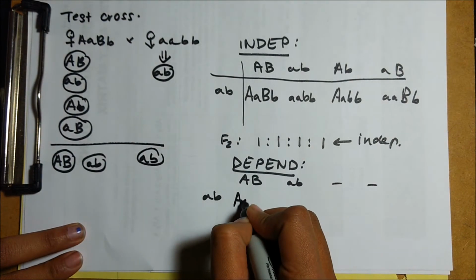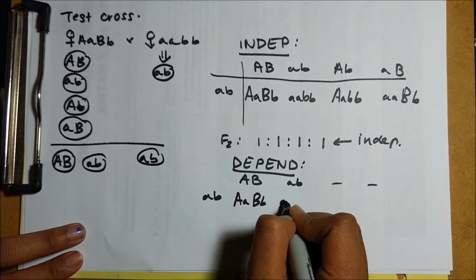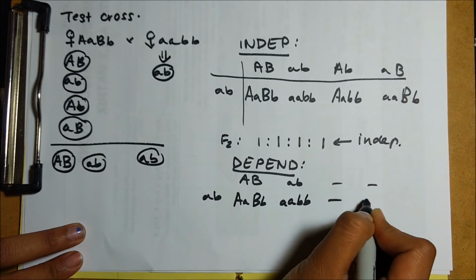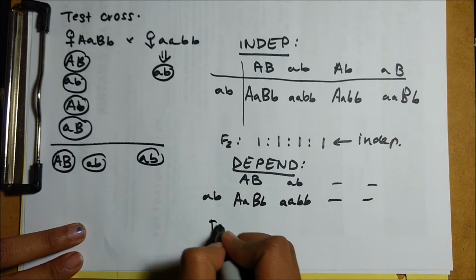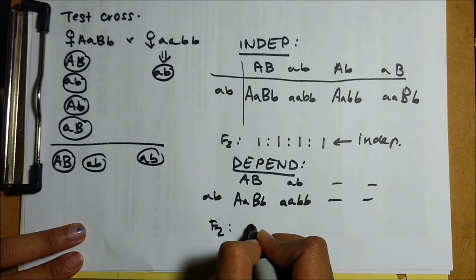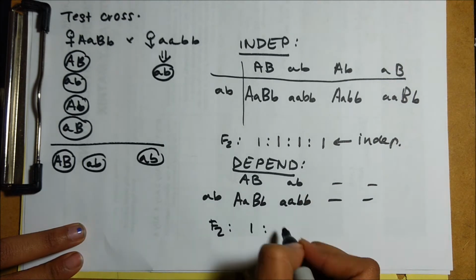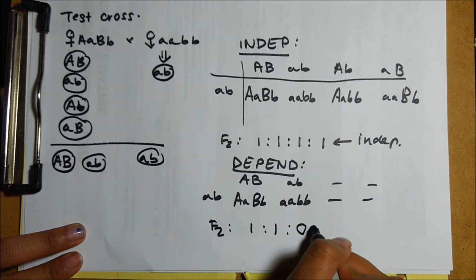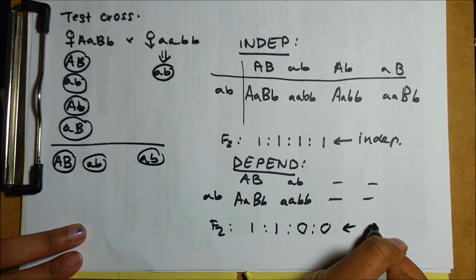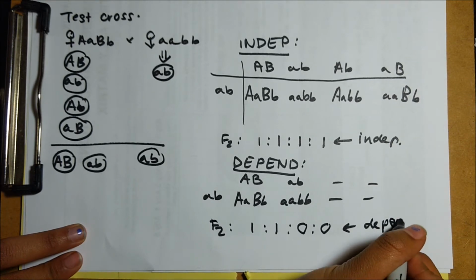So you could have an AA, BB, AA, BB. These 2 aren't possible. So the ratio here for the F2 would be 1 to 1 to 0 to 0. This is the ratio for dependent.